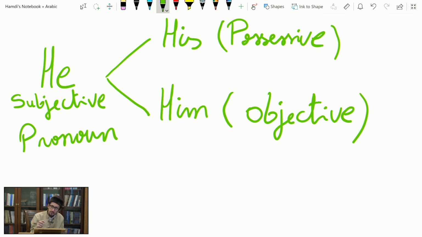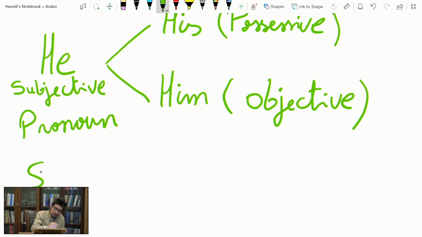In Arabic, we don't have different forms for the possessive and the objective. It's the same form. But if it is attached to the noun, it's possessive. If it is attached to the verb, it is objective. And the subjective pronouns are detached. We studied them. مفهوم? So in English we have he, it could give us his or him.